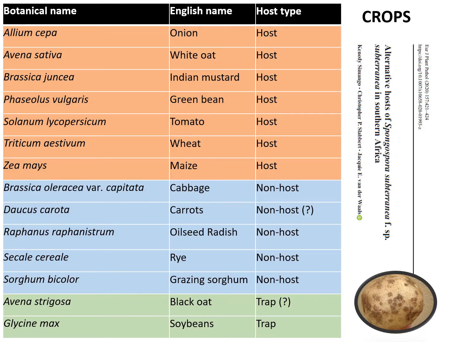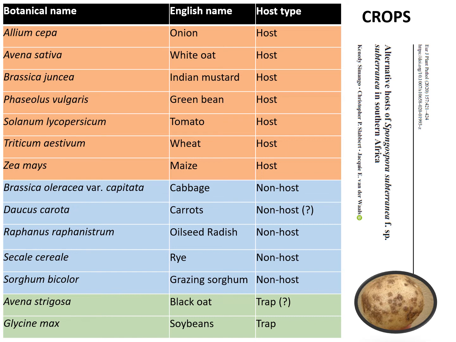So a number of studies have been done in my group, and one is continuing at the moment to look at alternative hosts of Spongospora in South Africa. And we first looked at crops that are commonly planted in South Africa. And you'll see this classification here where I show in orange crops that have been shown to be full hosts of Spongospora. So these kind of crops we want to avoid planting in a rotation cycle with potatoes. And unfortunately, these are a lot of the crops that are currently planted in rotation with potatoes.